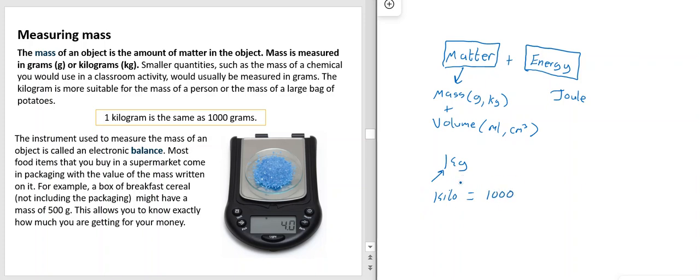So kilogram means 1,000 grams. So 1 kilogram is the same as 1,000 grams. So that's kind of like where that comes from. And when you see that in front of other units, it means 1,000ths of them.